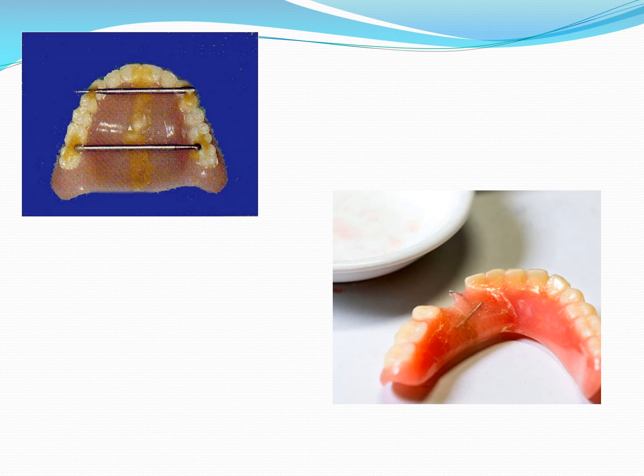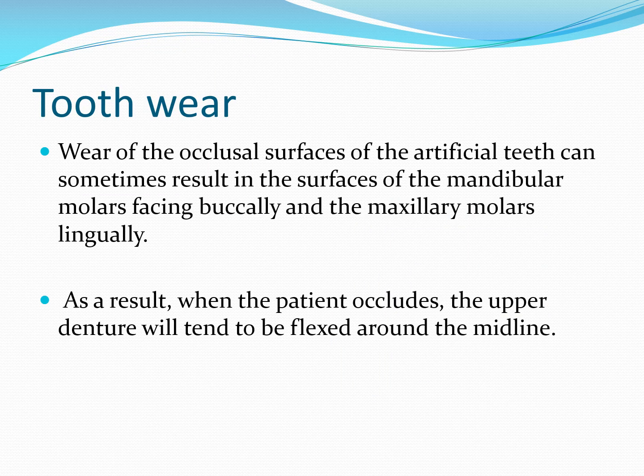You see the procedure how we repair it: we assemble the two parts and with sticky wax we seal two used burs and assemble this, and then we make a model and repair. We have seen that mandibular molars facing buccally and maxillary molars facing lingually, and in this way the denture will flex and fracture.